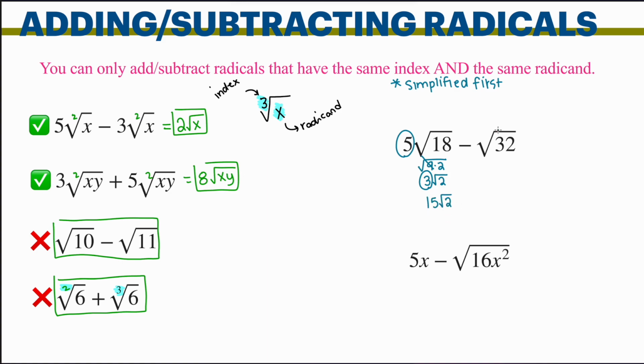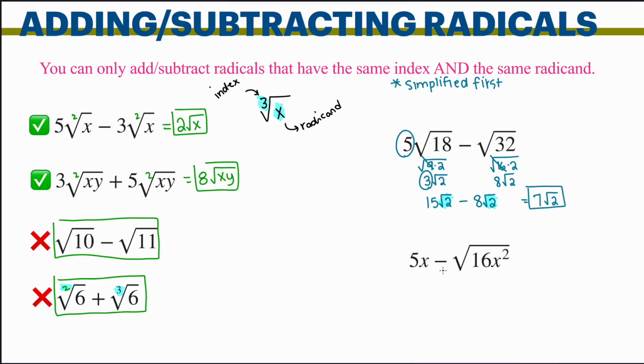In this next case, 32 can also be broken down into 16 times 2. The square root of 16 is 4, and you cannot take the square root of 2. So now I have 15 square root of 2 minus 8 square root of 2. Because the index is the same, they're both square roots, and the radicand is the same, square root of 2 and square root of 2, you can add and subtract these two numbers. You can add and subtract the coefficients. 15 minus 8 will give you 7 square root of 2.